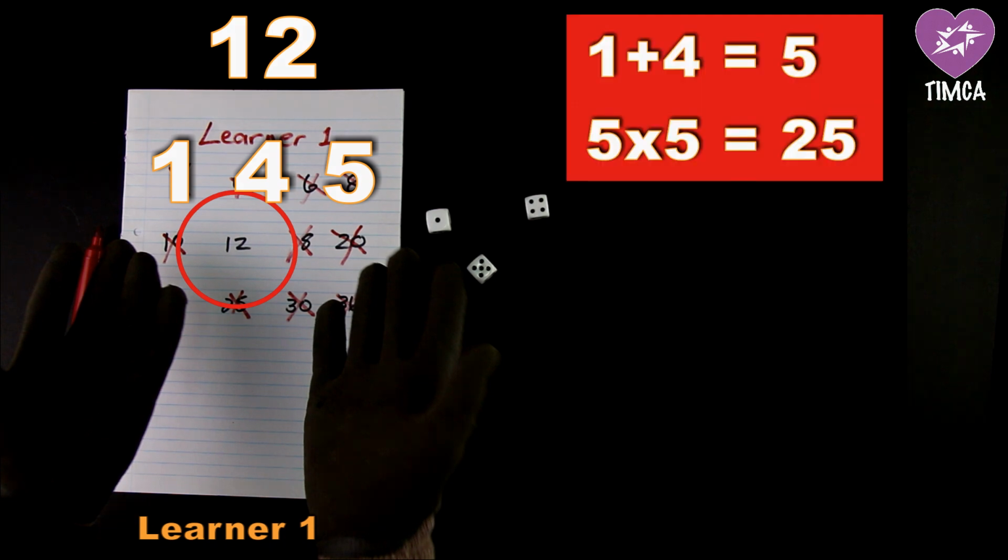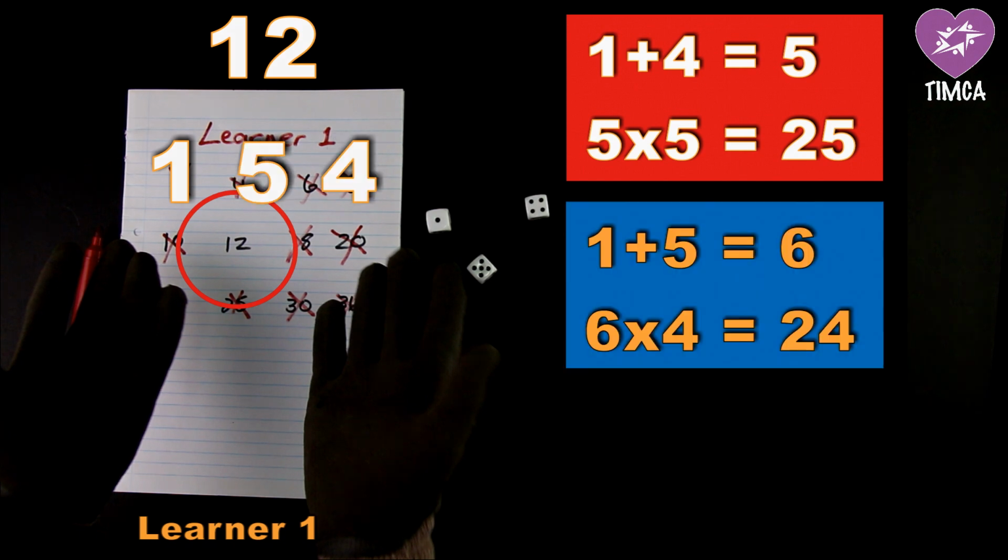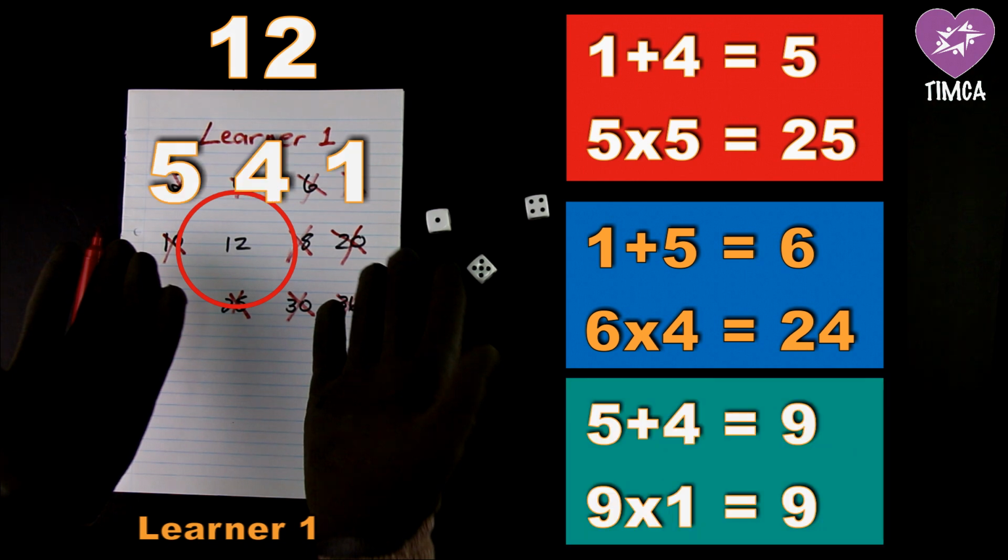The first combination they can get is 1 plus 4 is equal to 5. 5 times 5 is 25. The second combination that we are going to look at is where we take a 1 plus a 5 to give us 6, and then that answer of 6 times 4 will give us 24. So we now have 2 different answers for this particular group of numbers.